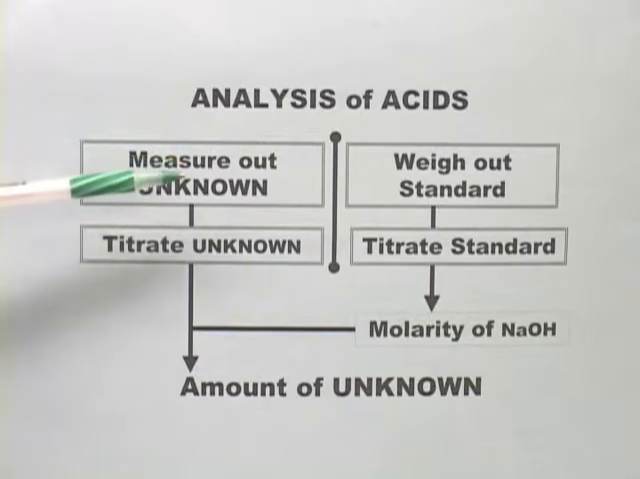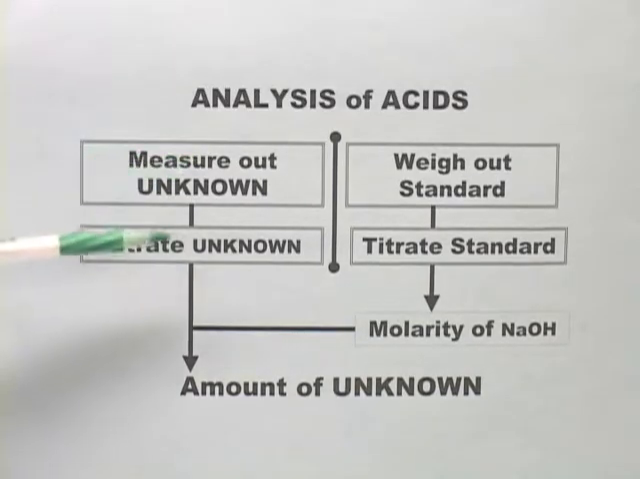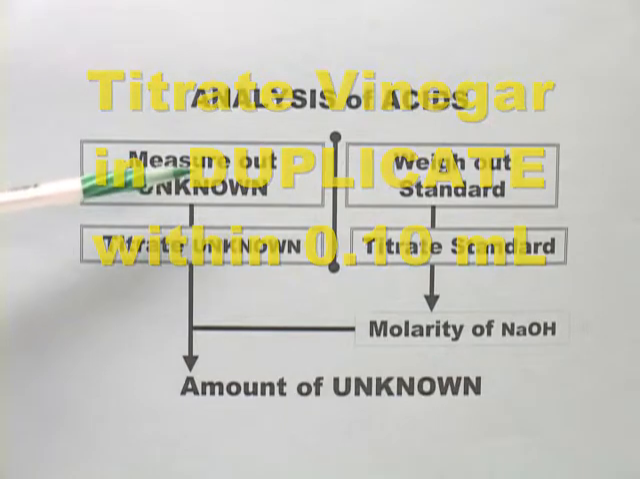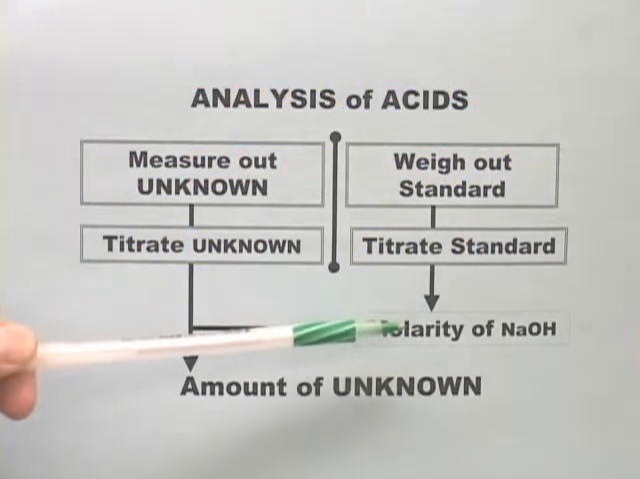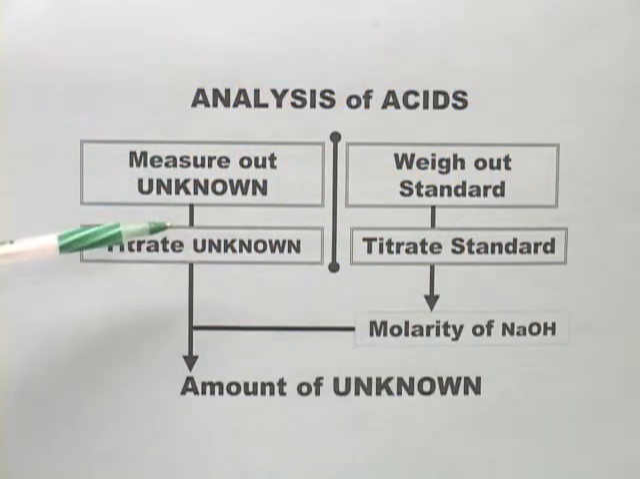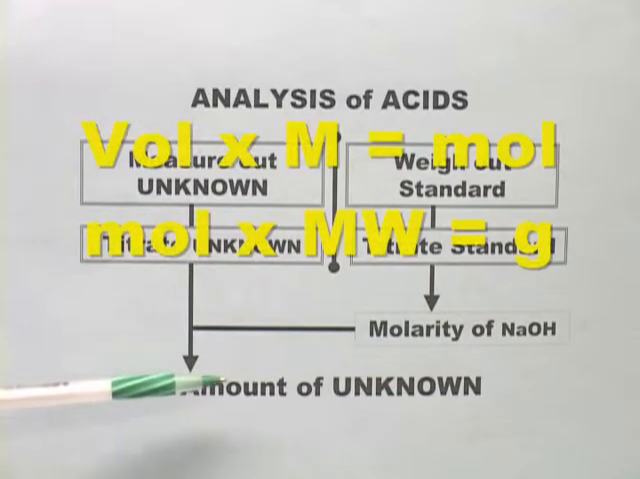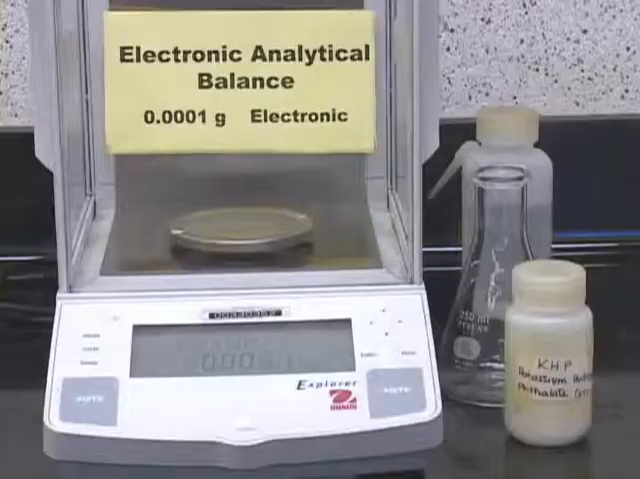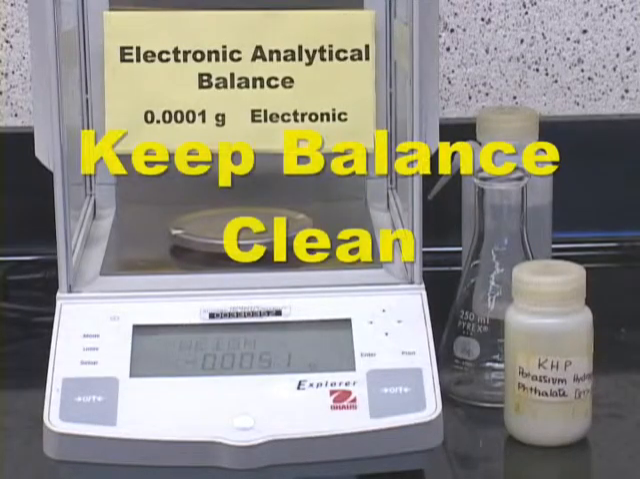The vitamin C tablet you'll weigh on a balance. And then you will titrate it with this sodium hydroxide to find out how much sodium hydroxide is needed to neutralize the acids in the unknown. Finally, using the molarity of the sodium hydroxide and the amount used here, you will be able to determine the amount of acid in your unknown. We'll start by weighing and titrating the standard.